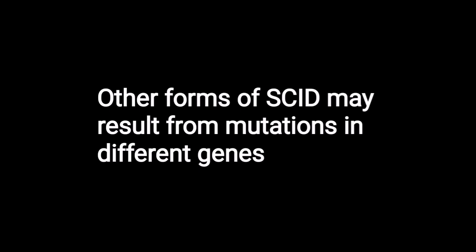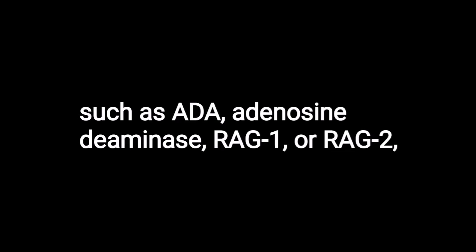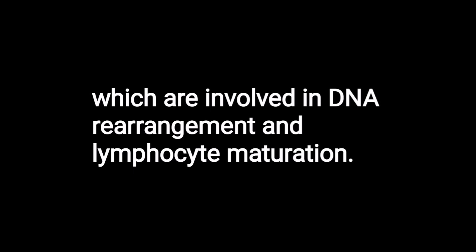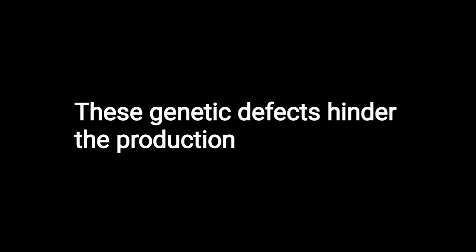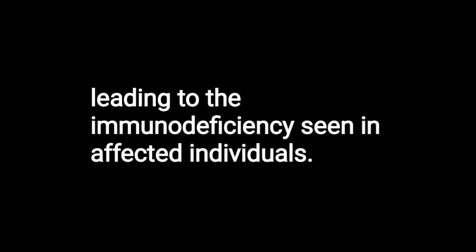Other forms of SCID may result from mutations in different genes, such as ADA, adenosine deaminase, RAG1 or RAG2, which are involved in DNA rearrangement and lymphocyte maturation. These genetic defects hinder the production or function of lymphocytes, leading to the immunodeficiency seen in affected individuals.